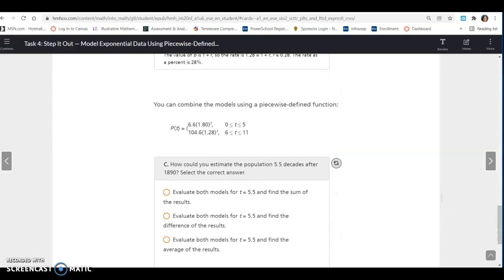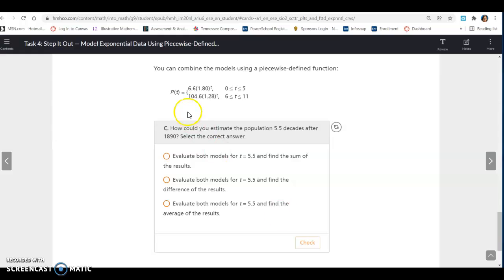All right, you can combine the models using a piecewise defined function. So we look at the first function just for time 0 to 5, and the second function from 6 to 11, and this would be our piecewise defined function. How could you estimate the population 5.5 decades after 1890? Since 5.5 is between 5 and 6, you could use the two models and then take the average of the two.